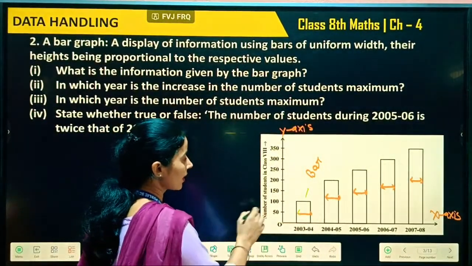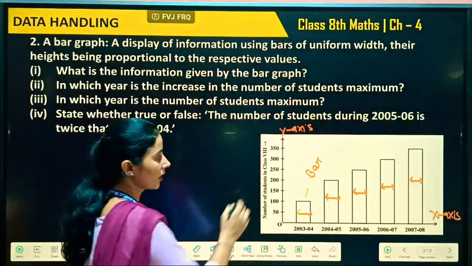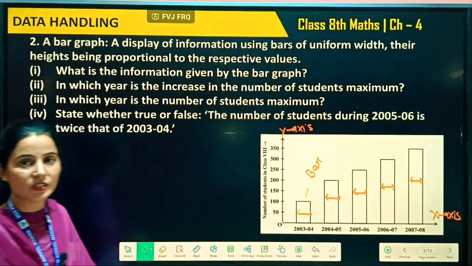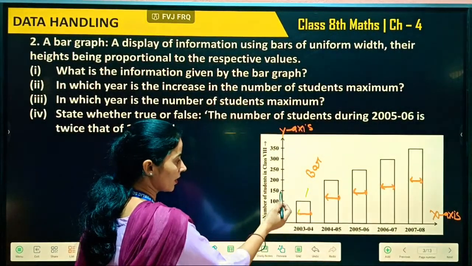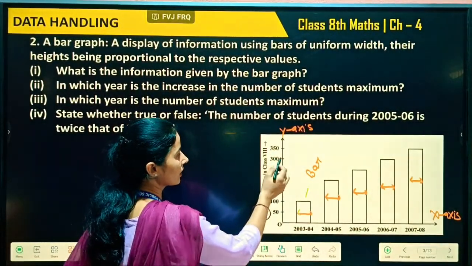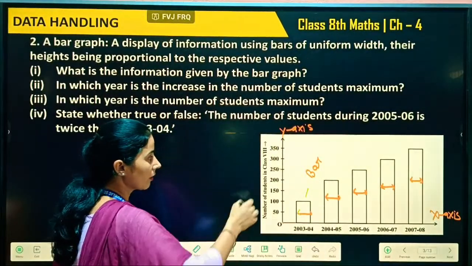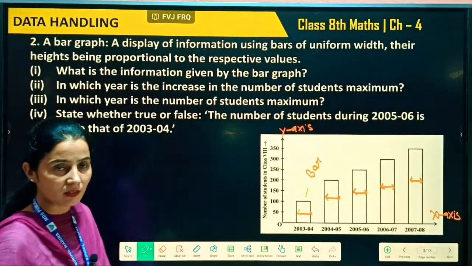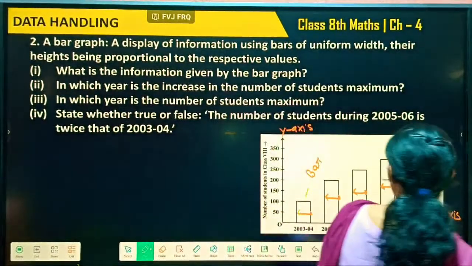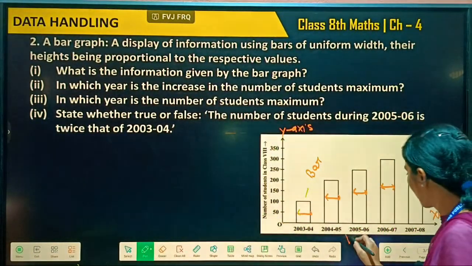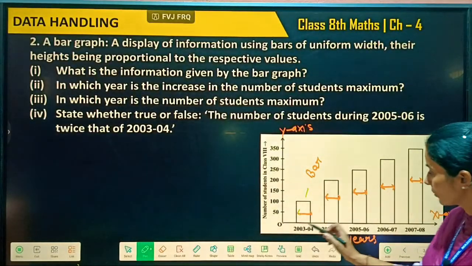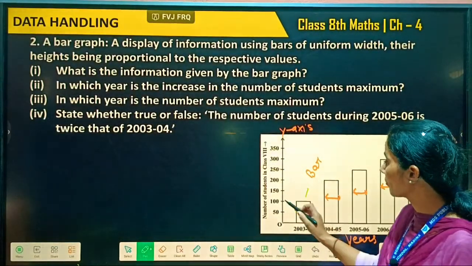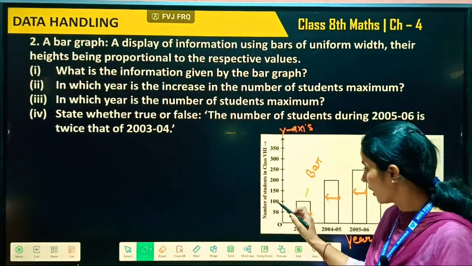How we can choose the scale depends on the information given in the question. Suppose there are 0, 50, 100, 150, 200, 250, 300 and 350. The number of students in class 8 and their academic years are given to us. These are academic years. In 2003-04, how many students were in class 8? 100.